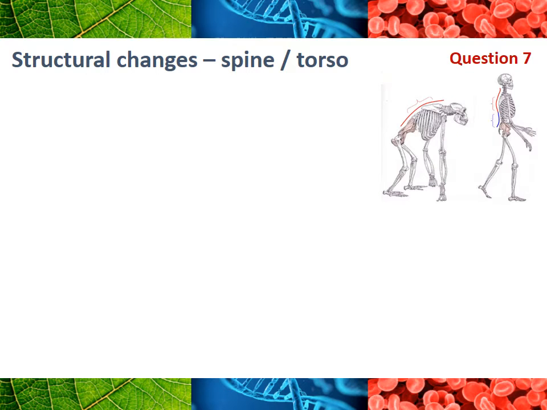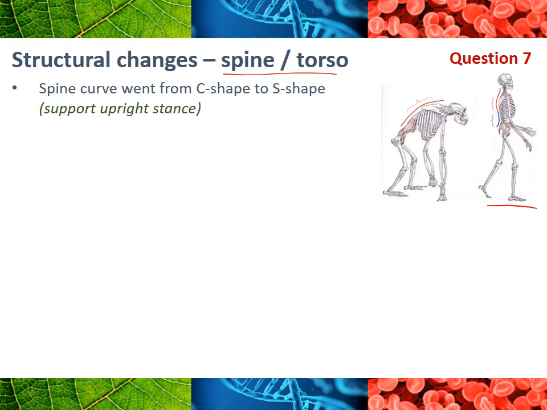All right, the next lot of changes we're going to look at are through the spine and the torso. Okay, so really the kind of upper body. Again, if you're thinking about things like the fact that we're walking on 2 legs, we're not climbing trees and living in trees anymore, these will make sense.